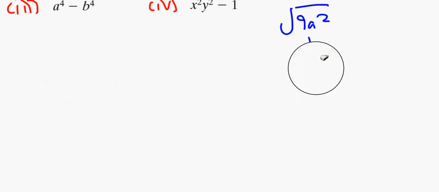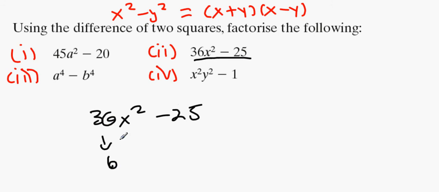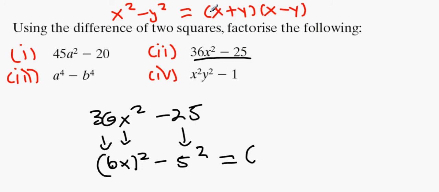Now, the next one, okay, is 36x squared minus 25. So you have 36x squared minus 25. Square root both of them again. 36x squared, square root 36, you get 6. Square root x squared, you get x. So 6x squared, square root 25, you get 5. So it's 5 squared. x is 6x and y is 5. So just write out, replace x with 6x. 6x plus 5 and 6x minus 5. Okay, next one.